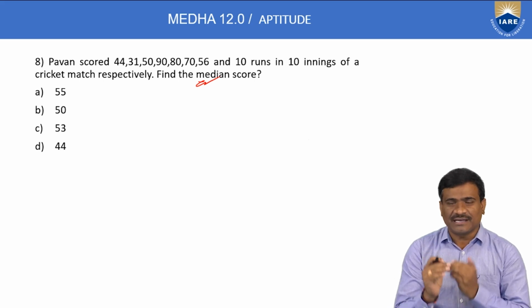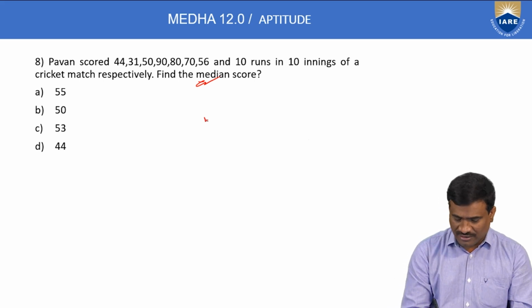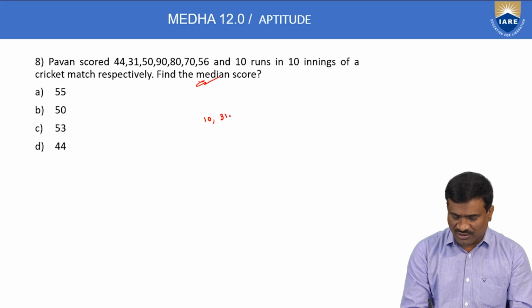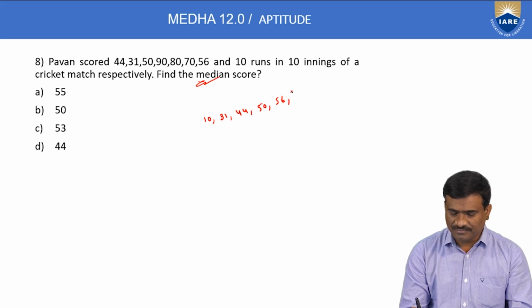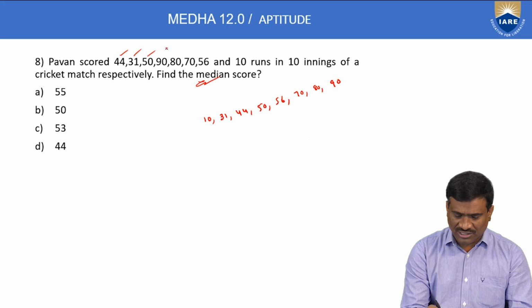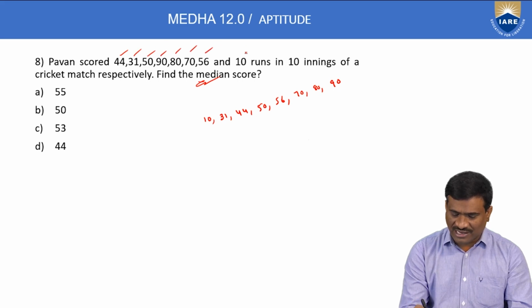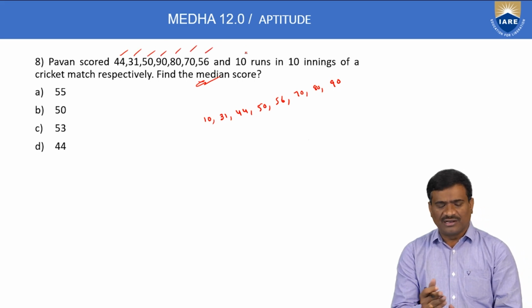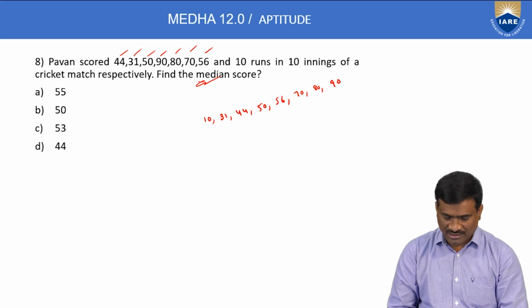First method, write in ascending order: 10, 31, 44, 50, 56, 70, 80, 90. That is 1, 2, 3, 4, 5, 6, 7, 8 numbers, from 10 innings of a cricket match.